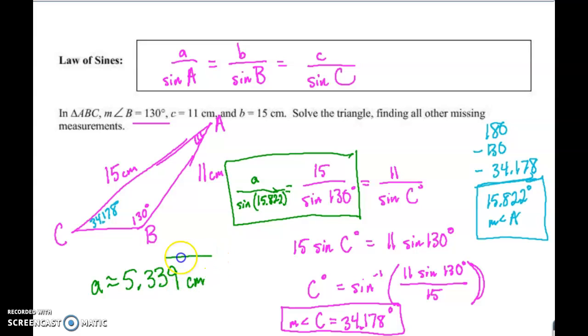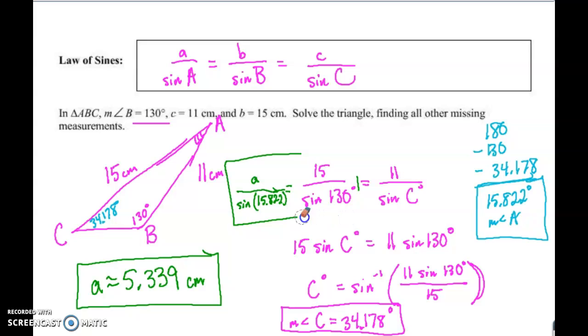Units are nice, but they're not 100% necessary. And my answer makes sense. The smallest angle is by far across from the smallest side. The largest side is across from the largest angle. Your answer should make sense. I really shouldn't put a box around this thing though, because that's not a final answer. But I was trying to show you how to set this up. So my boxed-in answers should be good.